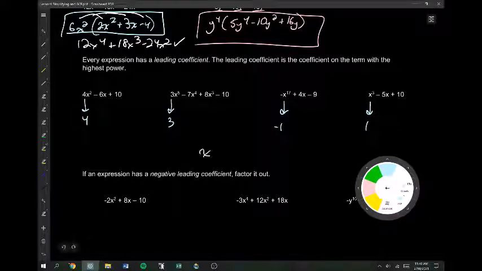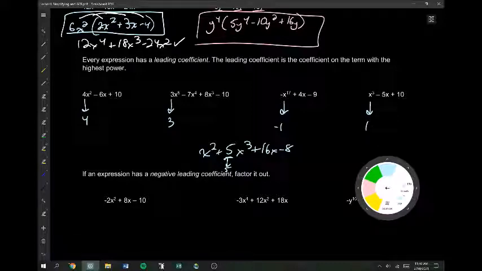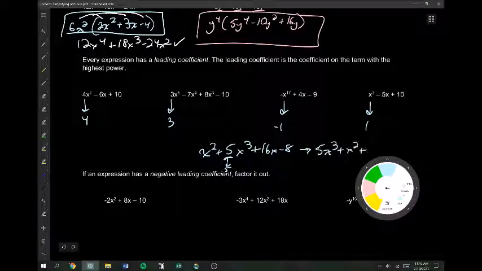If you're not written in standard form, like if I had this, the leading coefficient would be 5, because that's the coefficient on the highest power. 3 is the highest power. So it's first best to write things in standard form and then find the leading coefficient, the number in front.